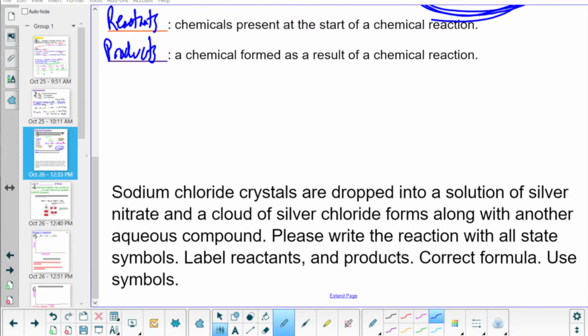It's a crystal of sodium chloride, so solid, and then a solution of silver nitrate, aqueous. A lot of people put liquid. A solution is dissolved in water, so that's actually aqueous. And then it makes silver chloride, a cloud, and a lot of people start putting gas. That is a solid, it's a cloud forming in solution, that's a precipitate. And another aqueous compound, which most of you got, NaNO3, which is also aqueous, so that was good. So fix it, and then I'm going to give you another one.